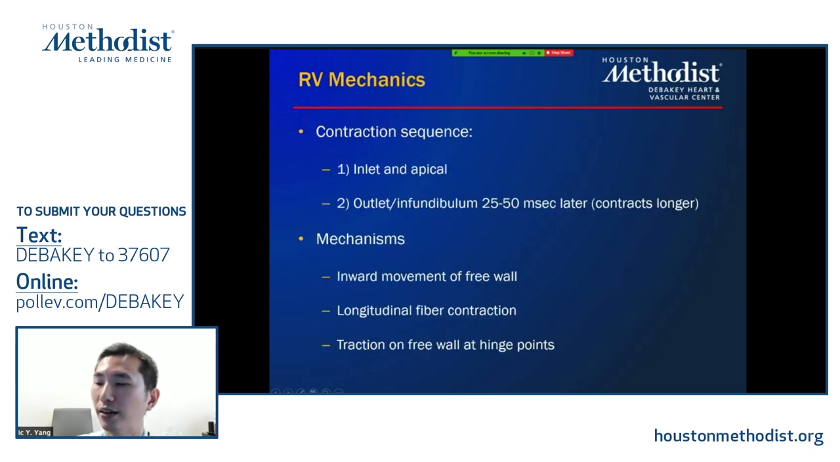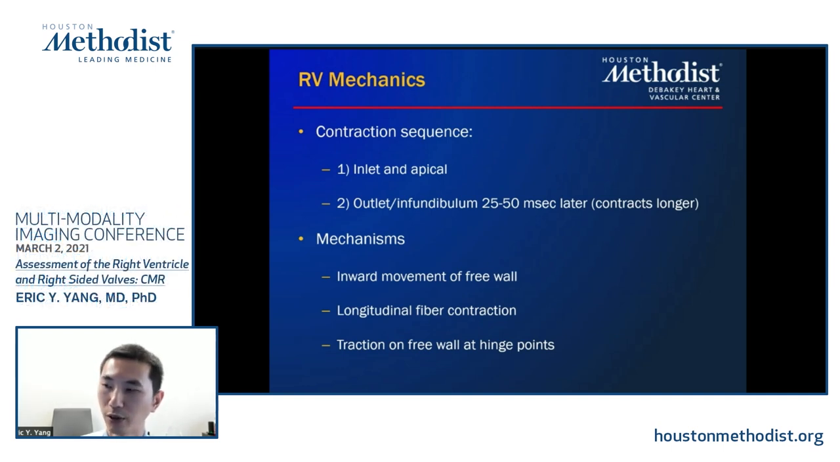Okay. And unlike the LV, which has a clear-cut contraction, in the absence of bundle branch block, where everything comes together in a uniform fashion with an electrical signal, RV mechanics is a bit more complicated. It actually has more of a peristaltic motion where the inlet and apex contract first, followed by the outlet infundibulum about 25 to 50 milliseconds later. This becomes more exaggerated when there's a conduction delay. Again, this shows that the RV is more of a mass flow related phenomenon in terms of its function.